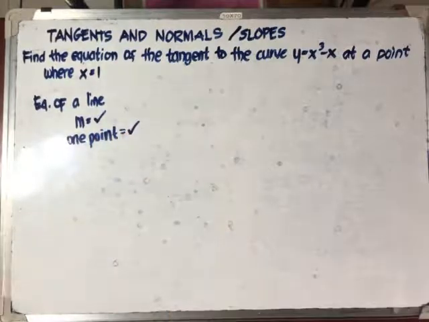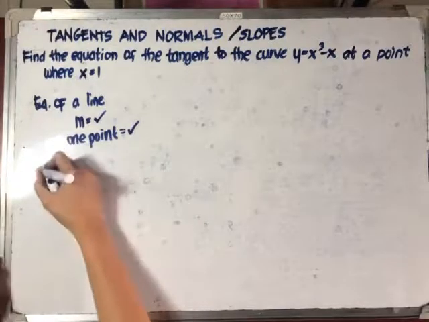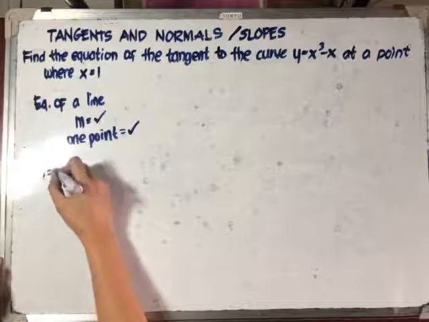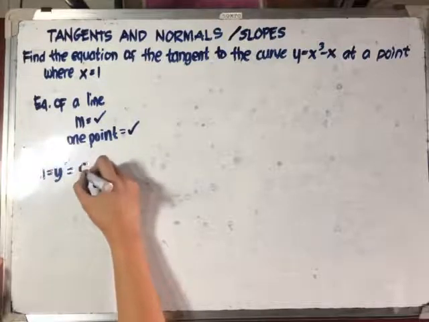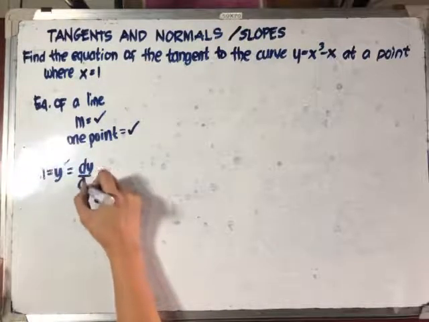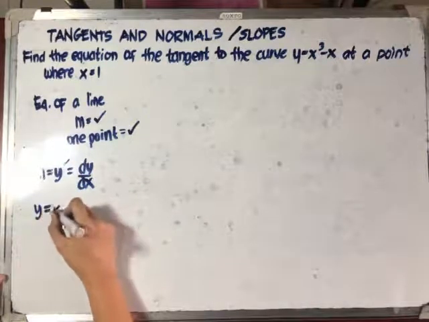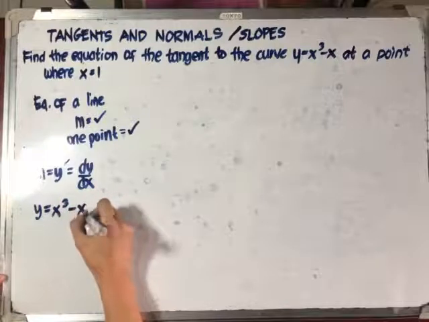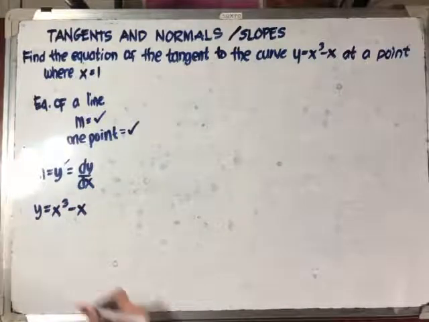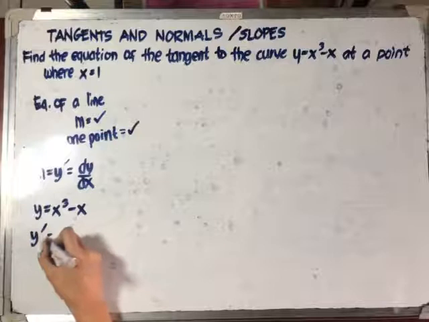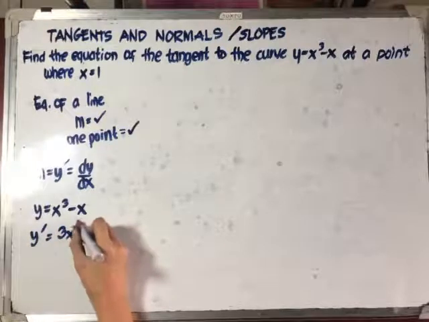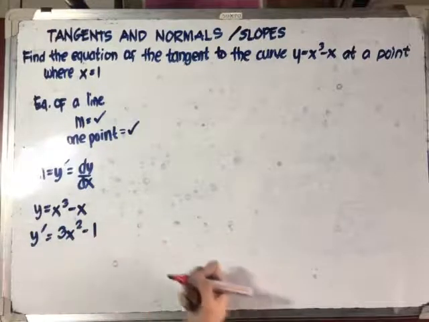Okay? Ganun lang ka-easy. Paano ba natin kukunin ang slope of the tangent? We did that with our previous problem, which is, sabi na ang slope natin is equal to y prime, that's equal to dy over dx. Given that y is our equation, y equals x cubed minus x, kunin natin ngayon si y prime. That would be 3x squared minus 1.